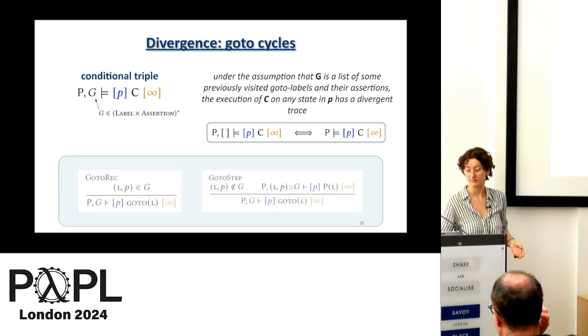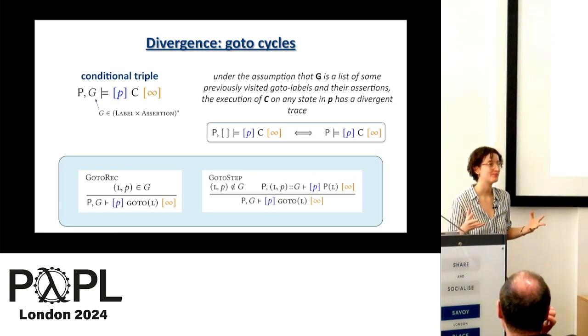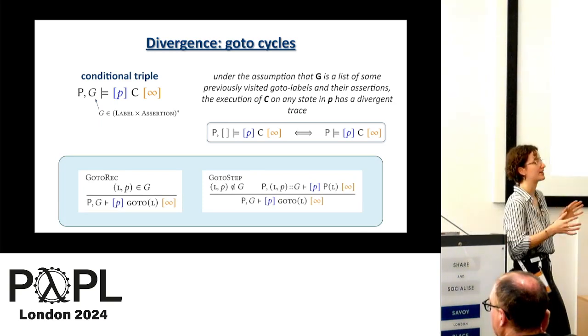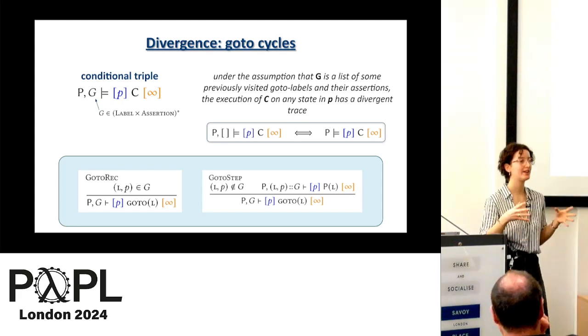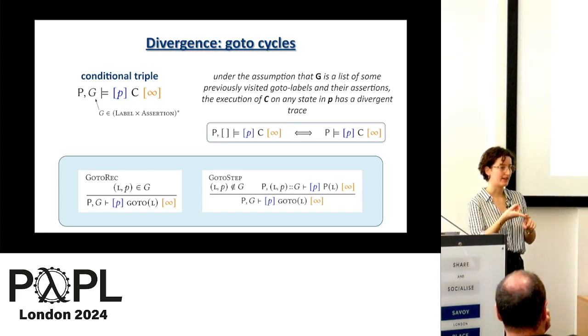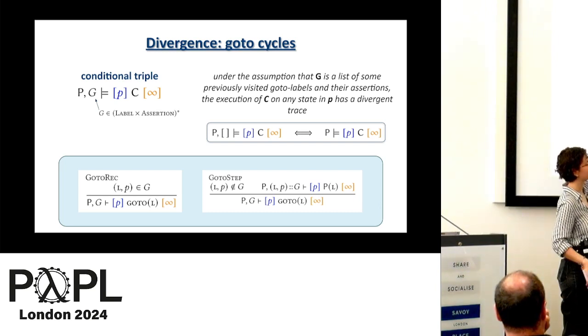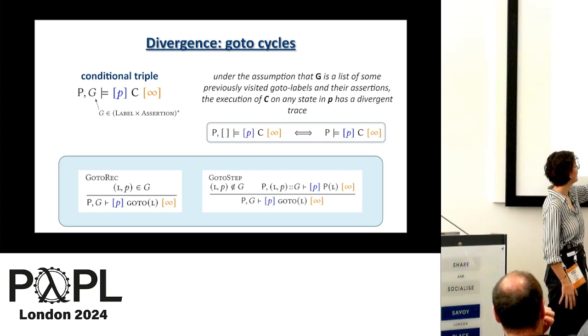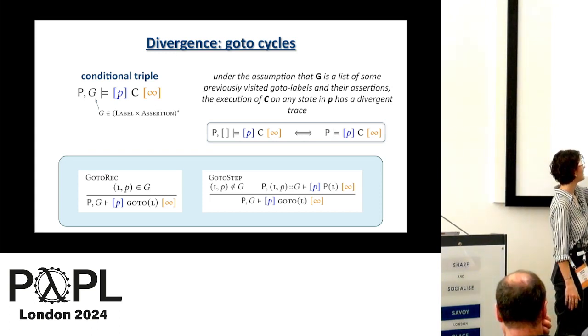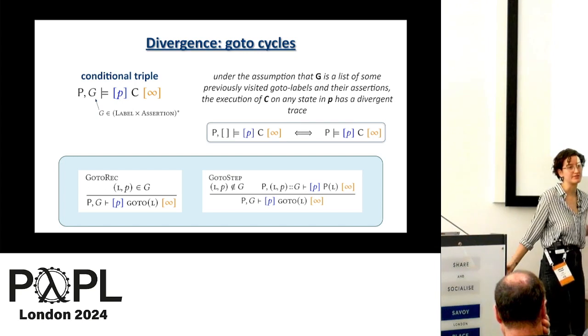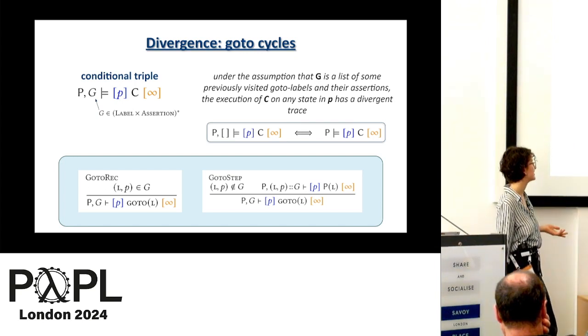And now we need rules to reason about it. So what we would like to do is we start with an empty G and we start executing. And upon every goto call, we have the label we call and the assertion we call. And we check if it's in our history, we check if it's in G. And in one case, if it is in G, if we say we've seen it before, we can say, oh, then we have divergence, right? Because we found our cyclicity.